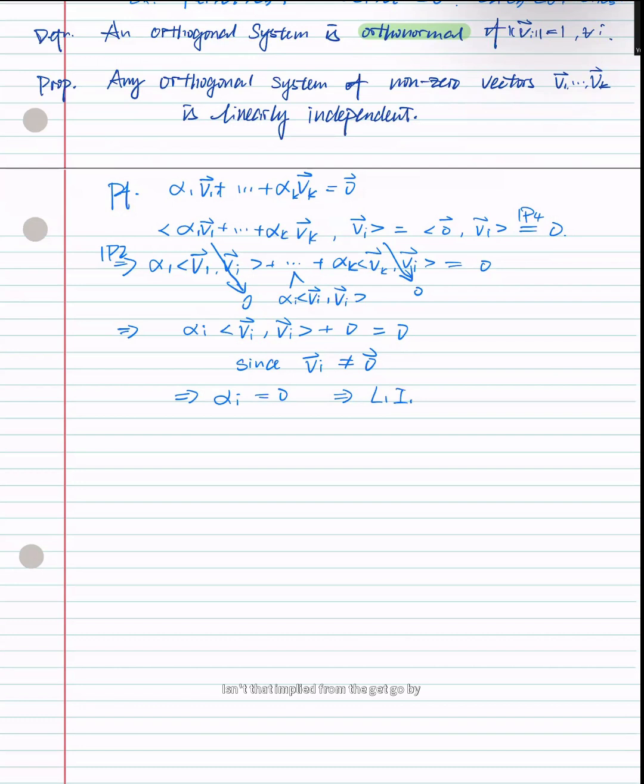Isn't that implied from the get-go by the fact that they're all non-zero vectors? Unless they cancel each other out, like plus minus when you're taking the inner product sum. Right, it basically means that no vector is a linear combination of the others. So for example, v1 cannot be equal to something like 3v2 subtract v4 plus 6v5, something like that.